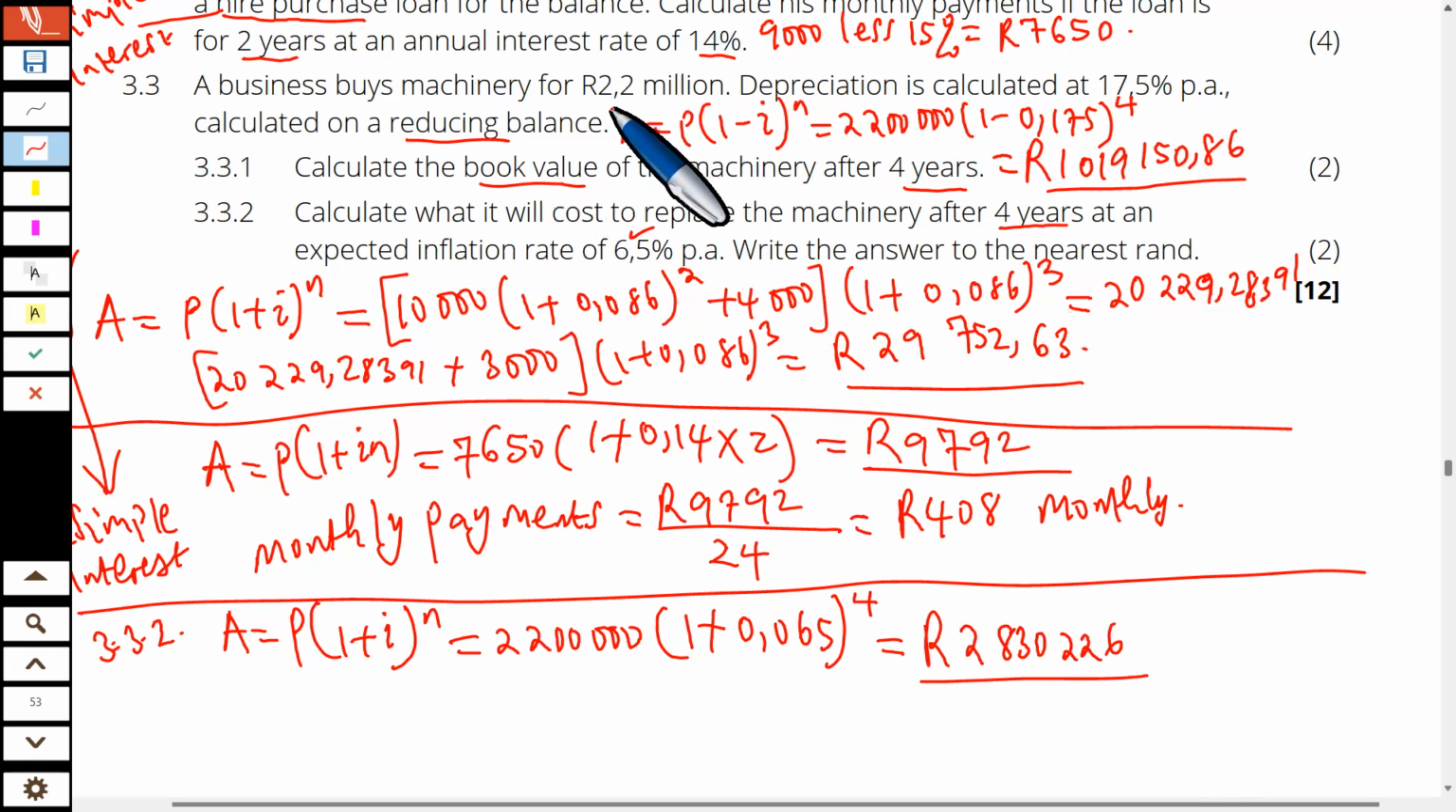We need to first look at, if somebody asks me how much this loaf of bread will be worth in 4 years' time, we need to ask what the inflation is, because inflation is what is going to push the prices up. So it was 2.2 million, this machinery, but subject to an inflation rate of 6.5%, it's going to become 2.8 million, which is 2,830,226 rand. So that is how much the machine will cost in 4 years.